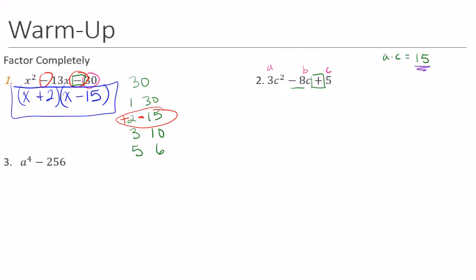Once again, we can make a list if we need to. You might already have the values off the top of your head. So 15, those are the only possibilities. So which of those can we add to get 8? 3 and 5, right?